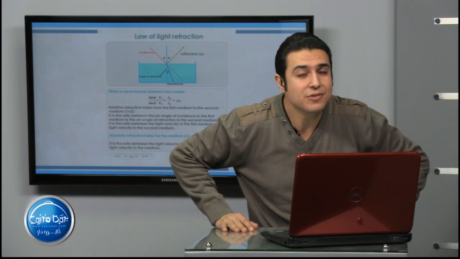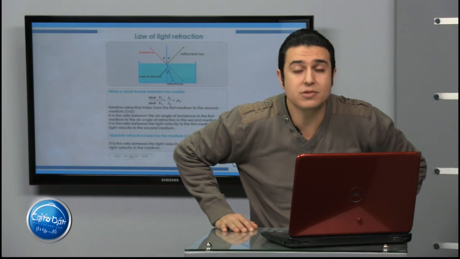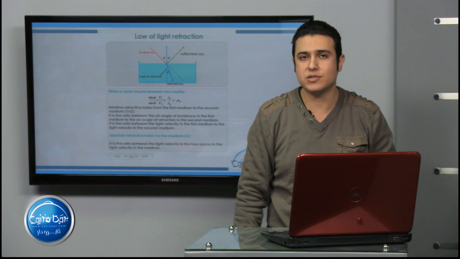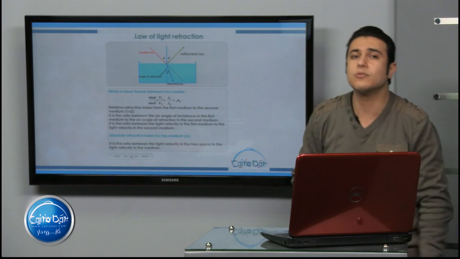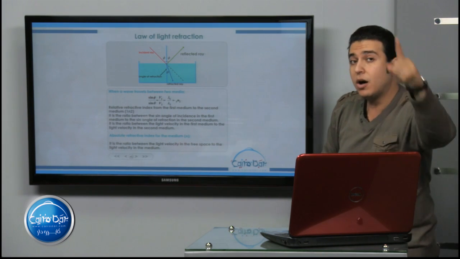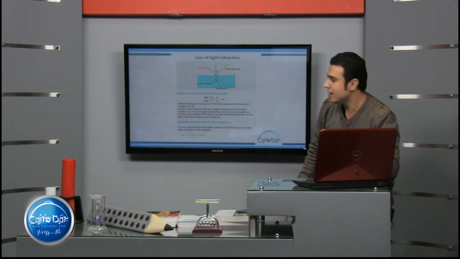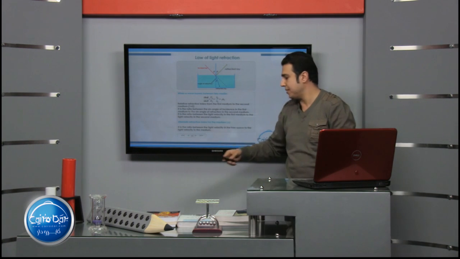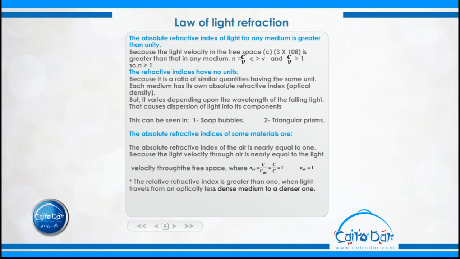Which is greater, the light velocity in free space or the light velocity in the medium? Of course, the light velocity in free space is always greater than the light velocity in the medium. So the absolute refractive index is always greater than 1. Please don't forget the definition of absolute refractive index: it is the ratio between the light velocity in free space to the light velocity in the medium. That's for absolute refractive index. What about the law of light refraction?